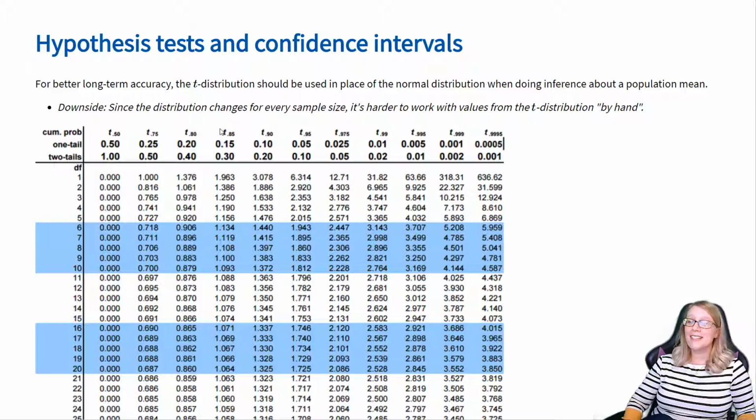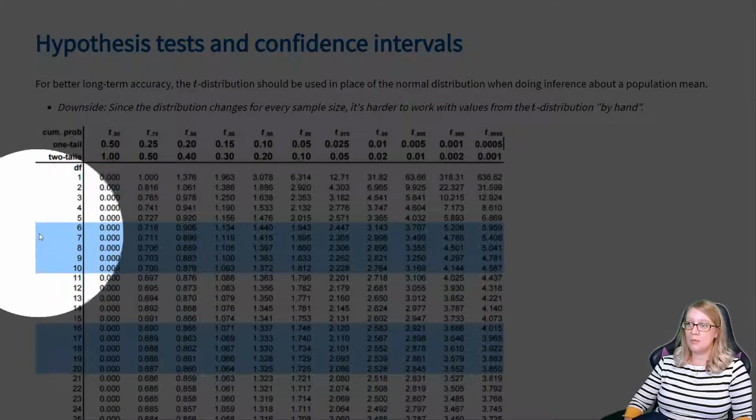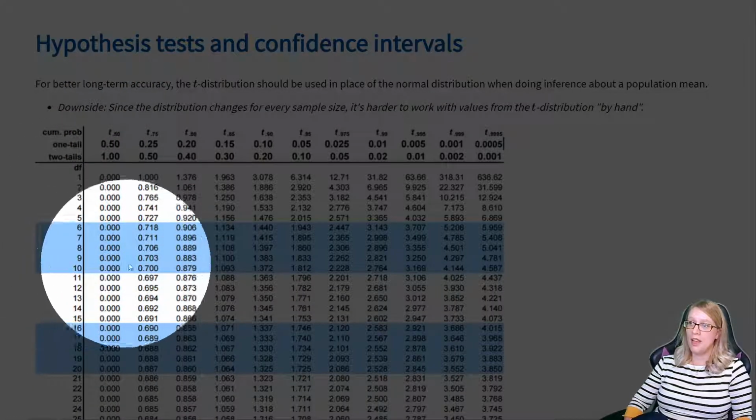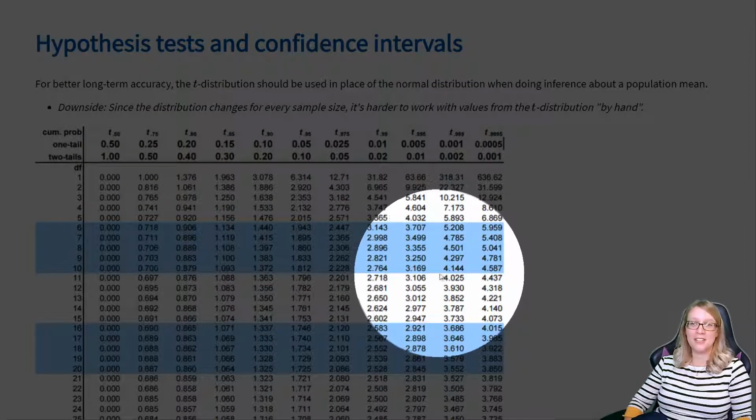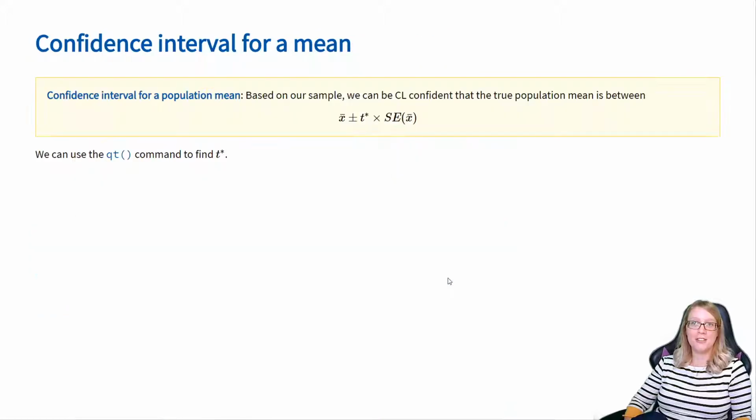In fact, this is how one would have had to work with values from a t-distribution by hand. So we would need to find the appropriate degrees of freedom and then look through a table for the appropriate t, matching those degrees of freedom. Not fun. So now what we'll do instead is use R to help us find that t very quickly.